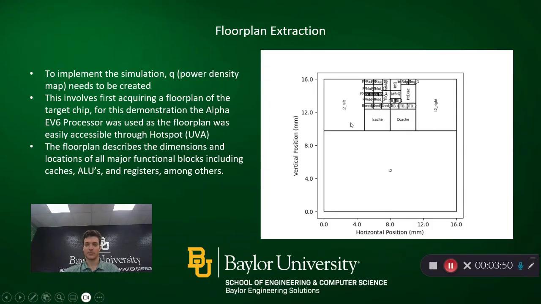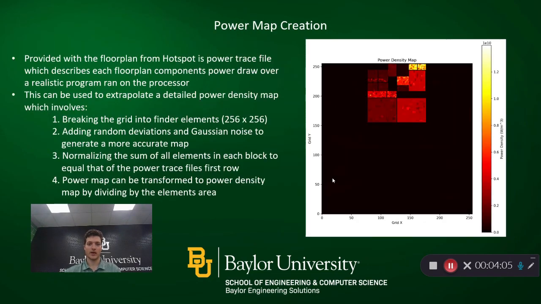Each of these is a major component in the chip. So we've got a 16 millimeter square chip here, and you've got your caches and ALUs in there and registers. That'll be used to compute the power density map.